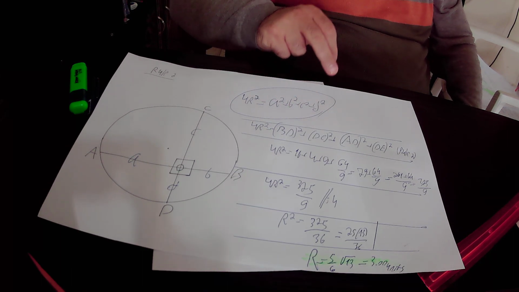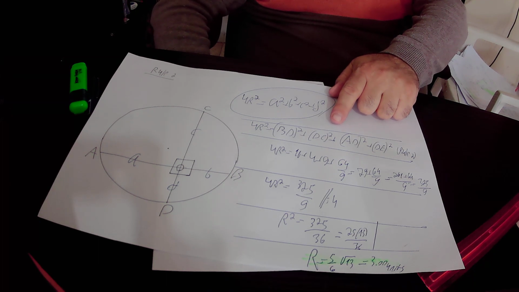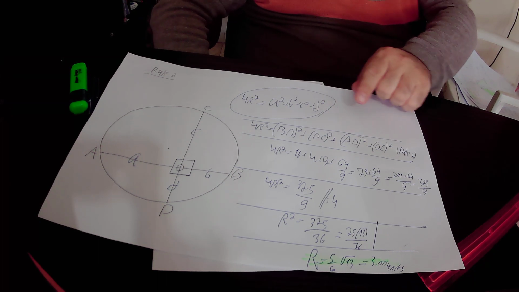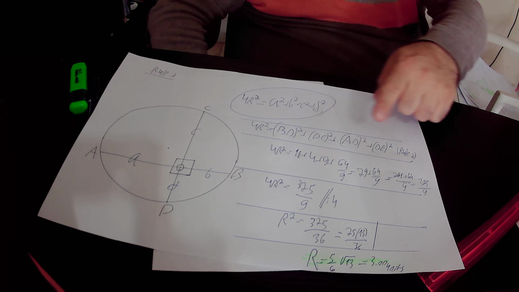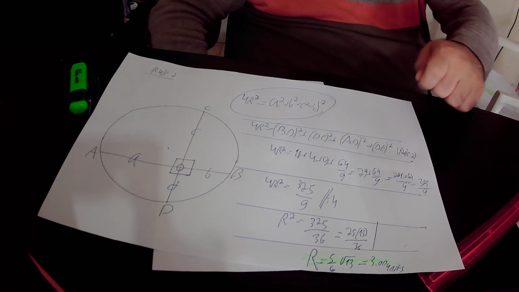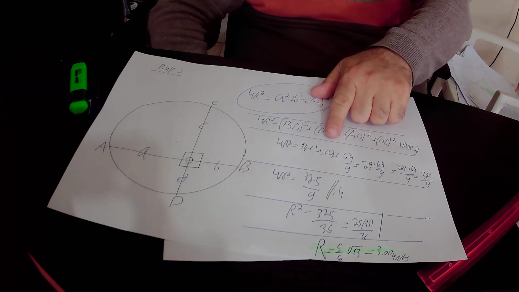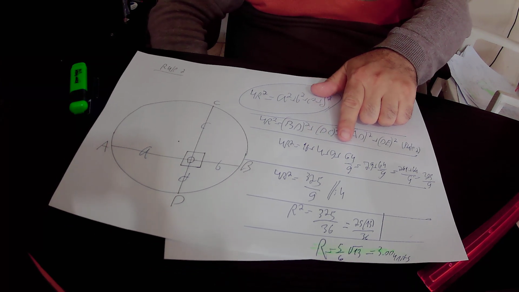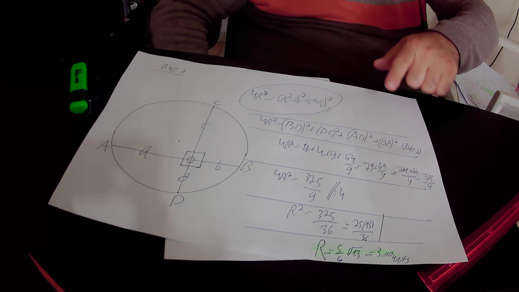BD is 4, so BD squared is 4 squared, that is 16. DC is 2, so DC squared is 2 squared, that is 4, plus AD squared. AD is 3, so AD squared is 3 squared, that is 9, plus DE squared. DE is 8 over 3, so DE squared is 64 over 9. So here we got that 4 times R squared equals 16 plus 4, that is 20, and 20 plus 9 is 29. So 29 plus 64 over 9 equals 4R squared.